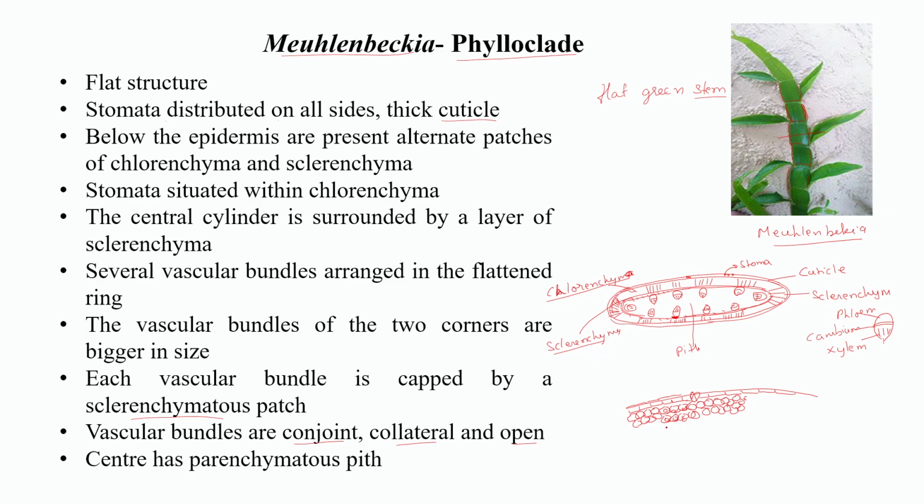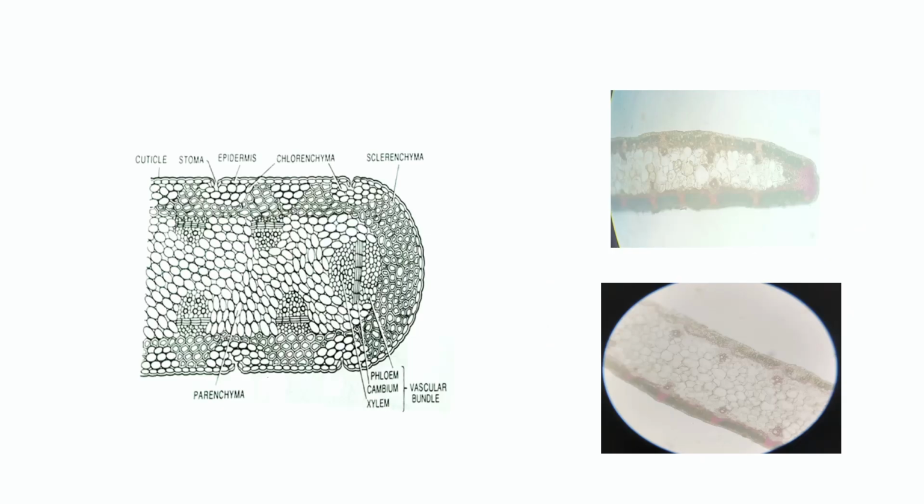Below this also, an entire ring of sclerenchyma will be there, and below this sclerenchyma you will see vascular bundles. In them you will have cambium, then xylem, and then on top you will have phloem. You can see here that below this sclerenchymatous patch, vascular bundles are present. Now this is a cellular diagram.